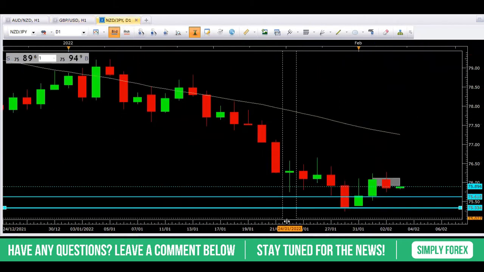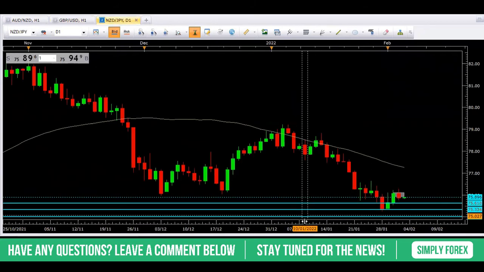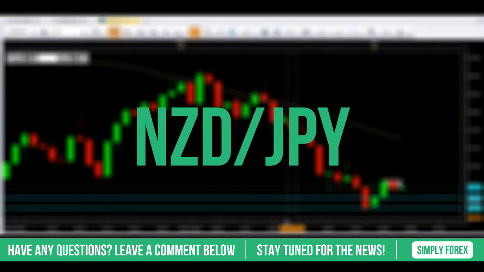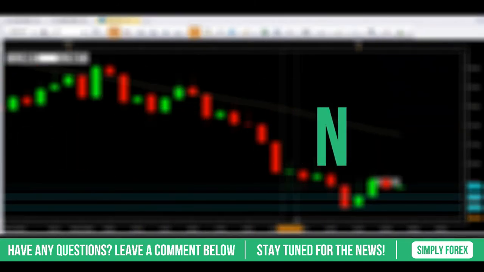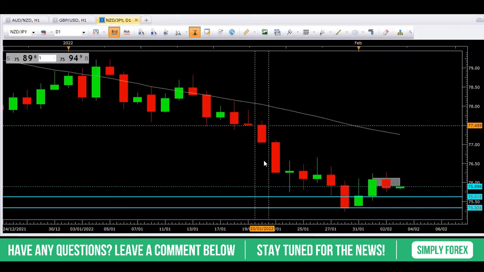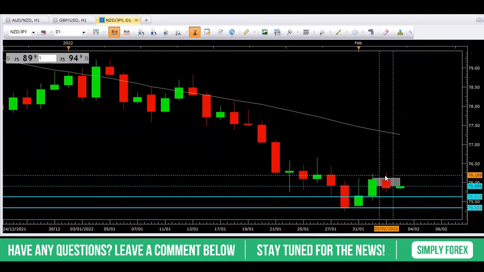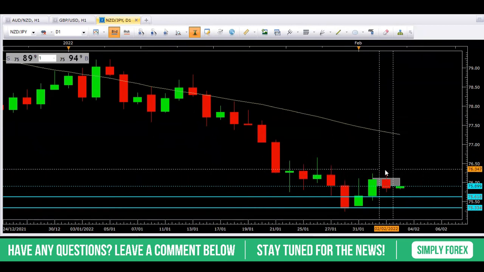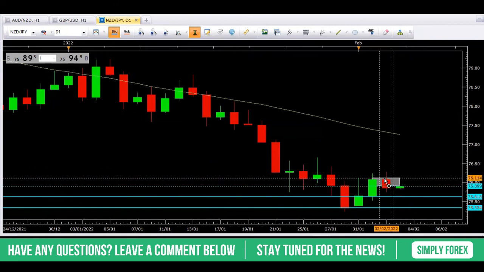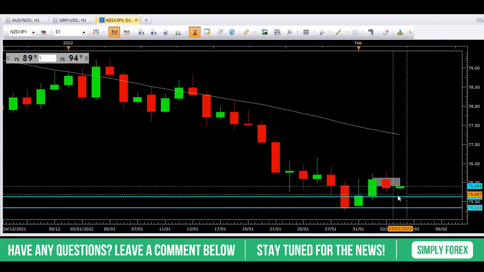Our last trade for today is this, guys. This is the New Zealand dollar against the Japanese yen. As you can see, the whole market is in a downtrend. Then we had this candle form yesterday. This is a bearish candlestick pattern. So I still think we can take price down.